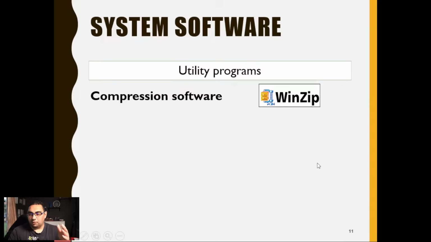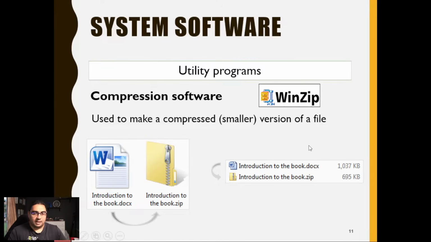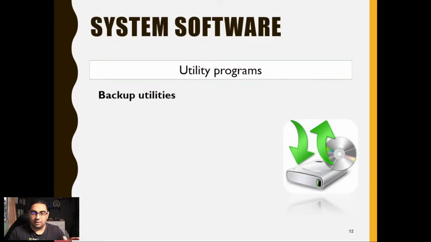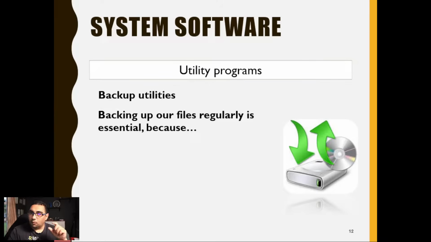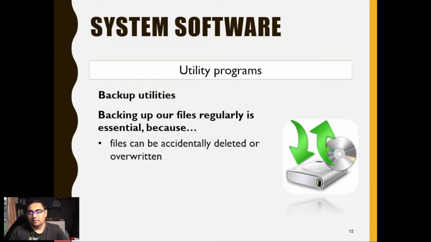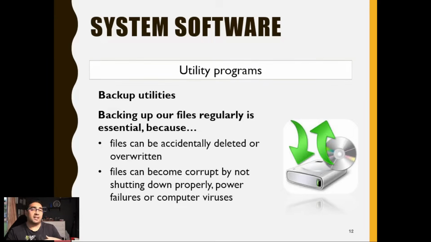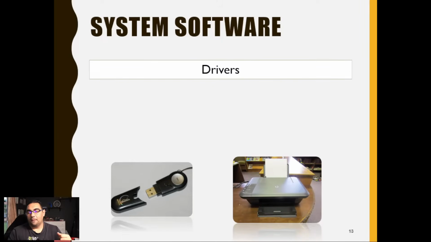So here we've got things like WinZip, and as I just explained now, it makes things smaller. So it takes your file and folder and makes it smaller. It does not damage the file or folder. You've got backup utilities. Now, they will ask you, why do you need to backup? Why is it a good idea? Obviously, files can be deleted, files can become corrupt, and then you have another copy of those files. That's why you want to use that.